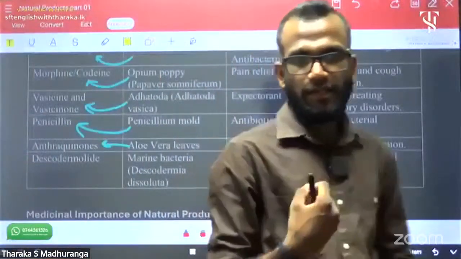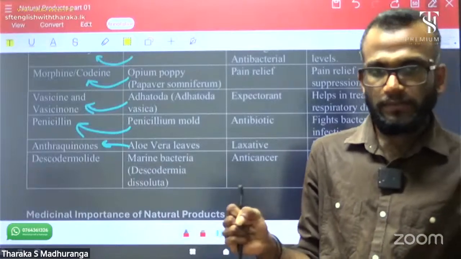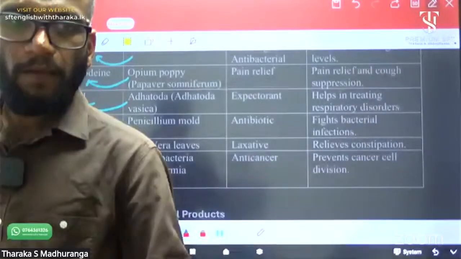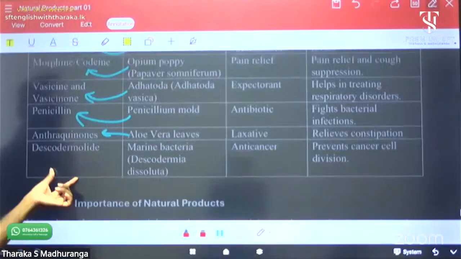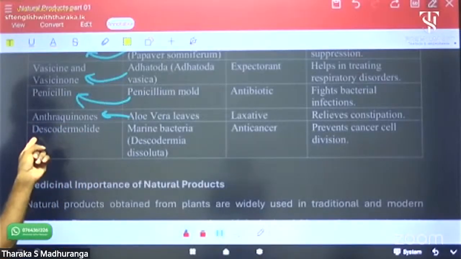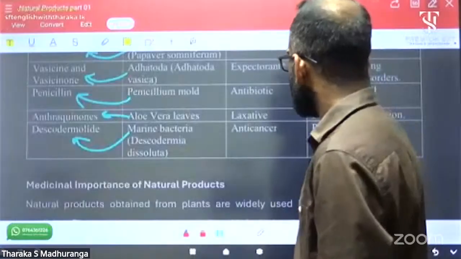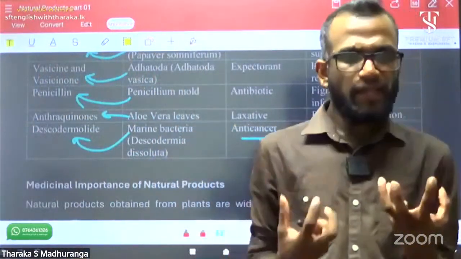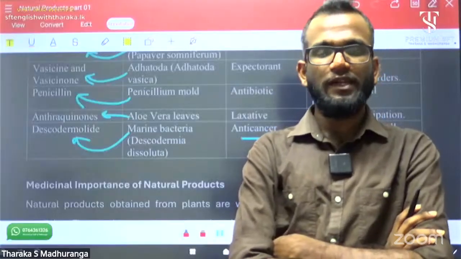Anthraquinone is produced by aloe vera plants. Marine bacteria produce descamolites, which are anti-cancer agents. You should have a simple idea, same as for essential oil. Sometimes an exam question was: what is the secondary metabolite contained in adathoda?